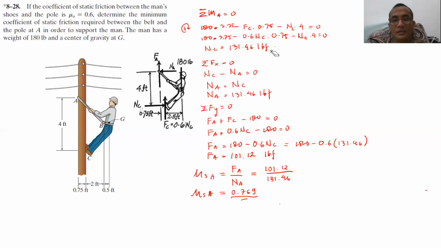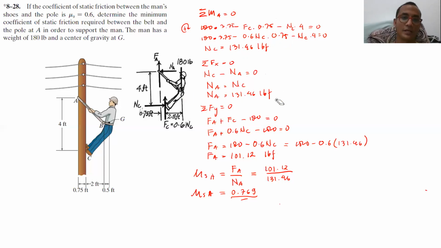Then using sigma Fx equal to 0, the only horizontal forces there are NA and NC. So if going to the right is positive, then my sigma Fx will be NC minus NA equal to 0. Because of that, we know that the value of NA will be the same as NC. And remember that NC, we already have the value there from the first equation. That's why we get the value for NA as well, same as NC, 131.46 lbf.